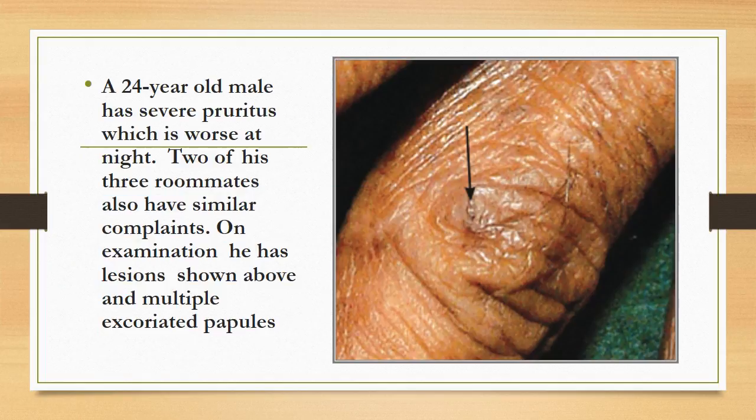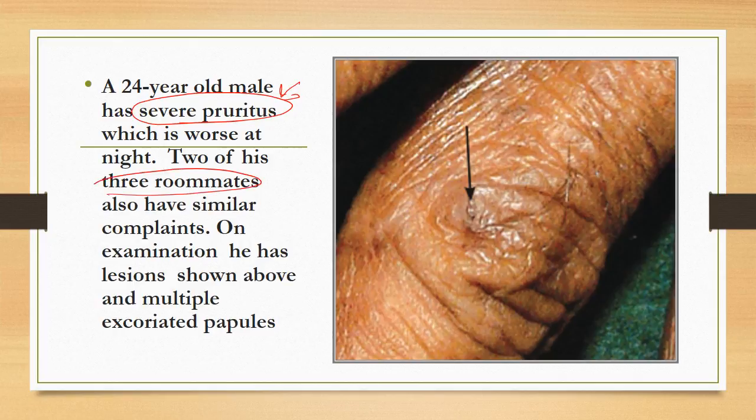Here, a 24-year-old male has severe pruritus, which is worse at night. So again, severe pruritus. You've already seen in how many questions pruritus is a common marker that they are giving. So this is a very important thing that you should always try to see when you're preparing which disease has pruritus, which does not.